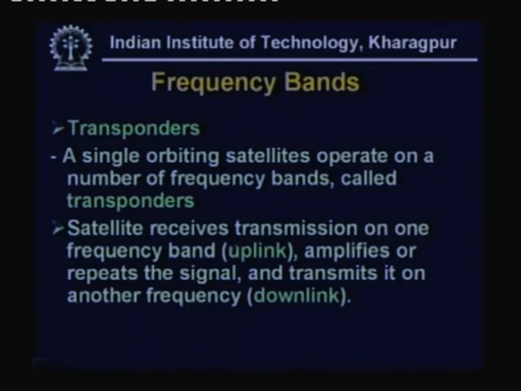Moreover, the satellite receives transmission on one frequency band, amplifies and repeats the signal, and transmits it on another frequency band. So you have got 2 frequencies, as you can see. One is known as uplink frequency, another is downlink frequency. So here is your ground station, and here is your satellite, and here is your ground station. These 2 can communicate with the help of 2 frequencies. One is your uplink frequency, and another is your downlink frequency. You have to use 2 separate frequencies so that there is no interference, and two-way communication is possible.